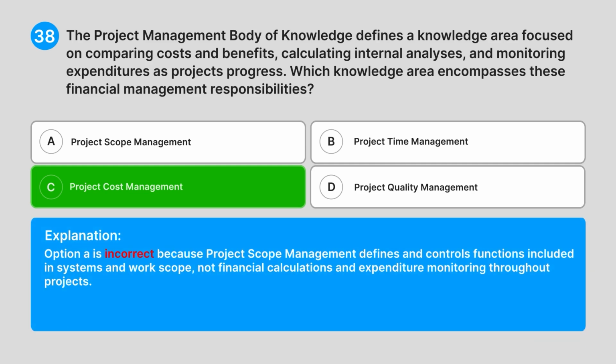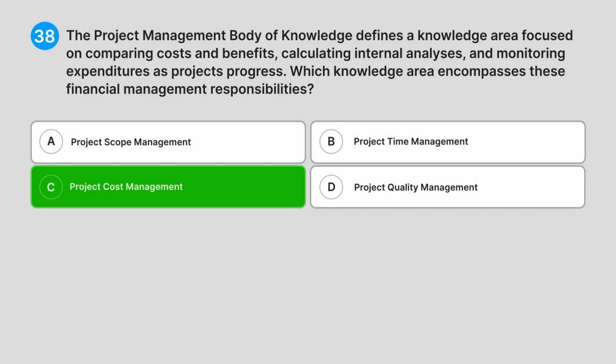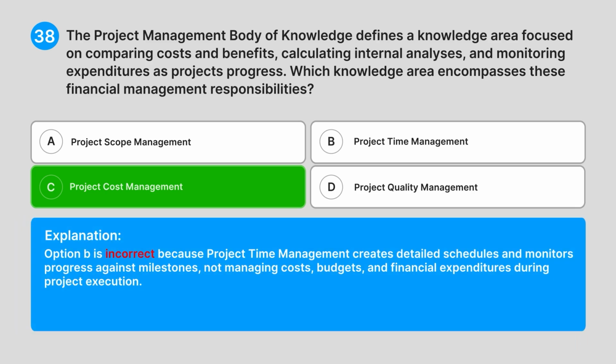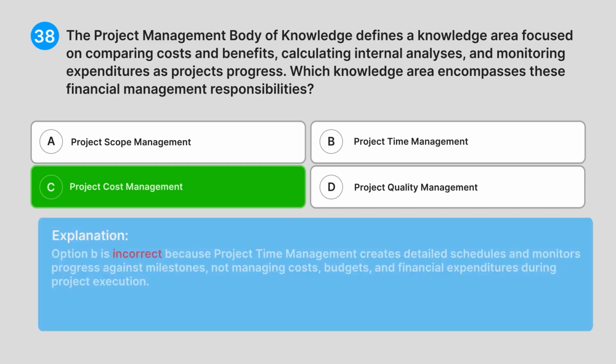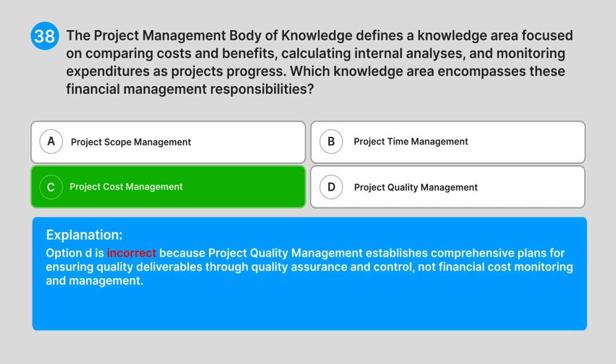Option A is incorrect because project scope management defines and controls functions included in systems and work scope, not financial calculations and expenditure monitoring throughout projects. Option B is incorrect because project time management creates detailed schedules and monitors progress against milestones, not managing costs, budgets, and financial expenditures during project execution. Option D is incorrect because project quality management establishes comprehensive plans for ensuring quality deliverables through quality assurance and control, not financial cost monitoring and management.